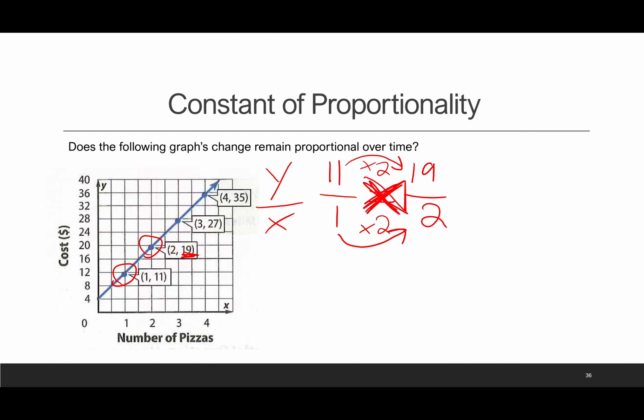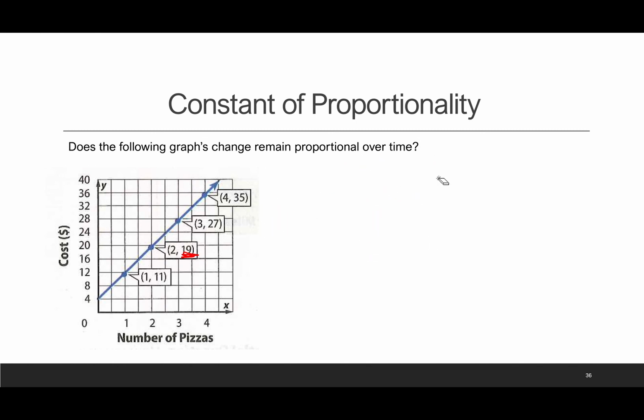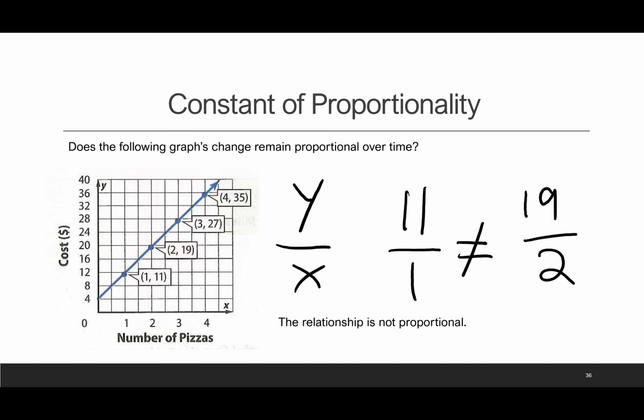This line that you see here in this example, once again, you do not have to write this one down. I will give it to you when I get into school. But this example right here, this line, is not proportional. Each point's y over x does not equal each other. It's not proportional.